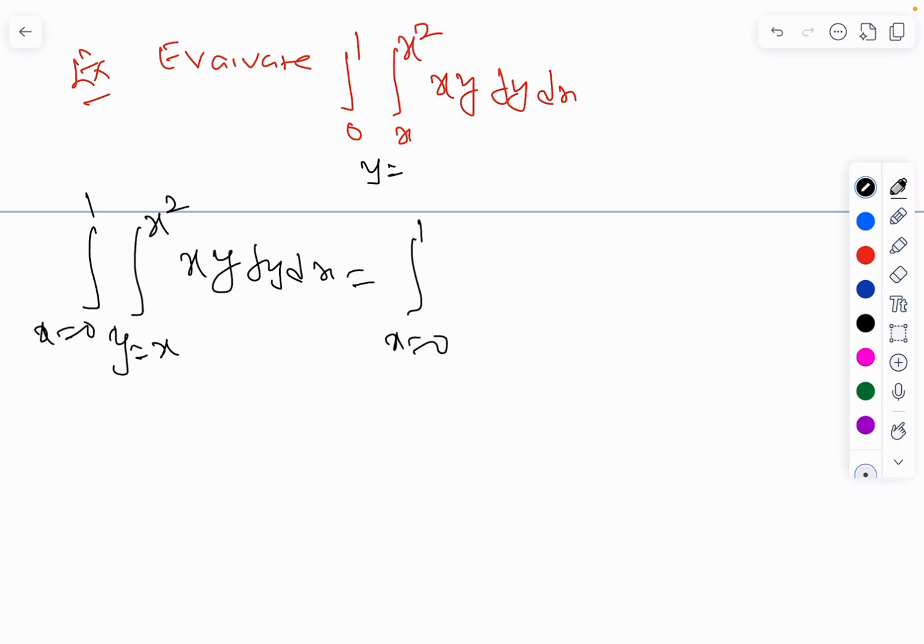So x is from 0 to 1. Integration with respect to y gives y square by 2, with y from x to x square, dx.